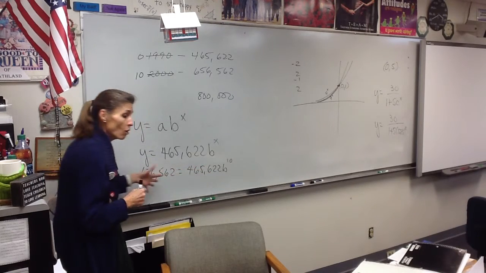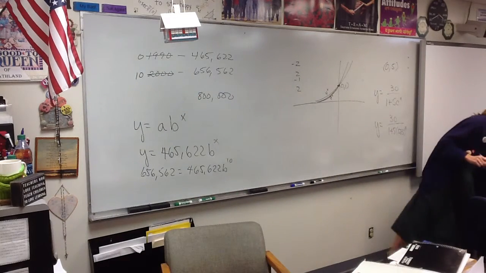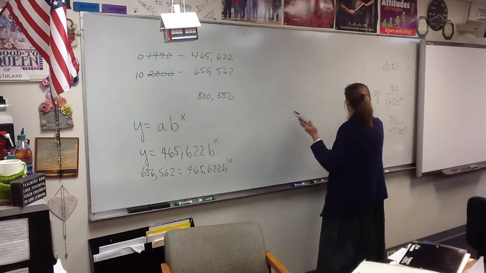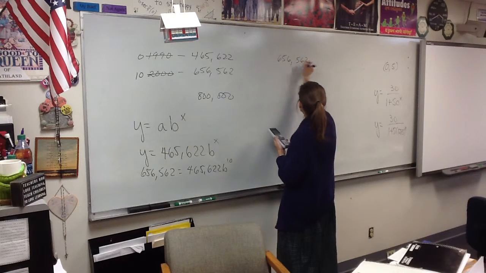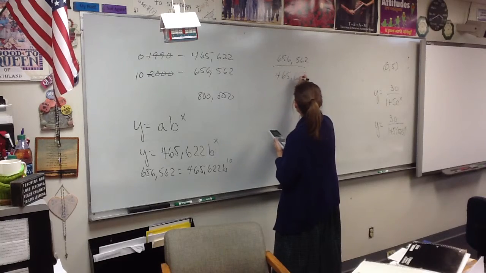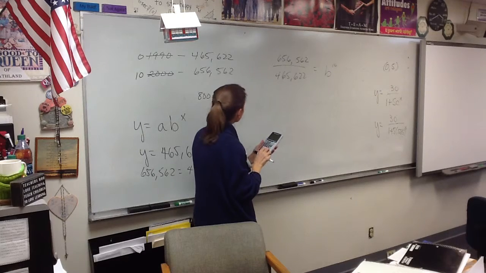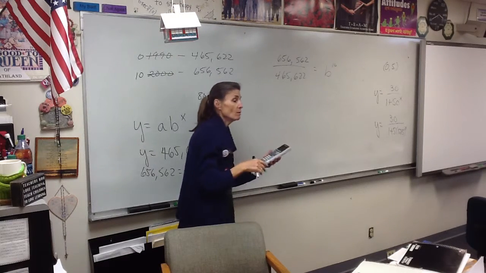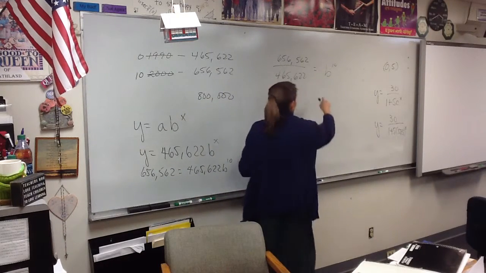So how do we go about solving that? We're going to divide. Let's not round that number off. It's not going to be pretty, but we do need to divide it. So let's go ahead and get it divided on our calculator. So I'm going to have 656,562 over 465,622 equal b to the 10. All right, so I'm going to go ahead and do that division. And it's some decimal. Now, what do I need to do with that decimal?